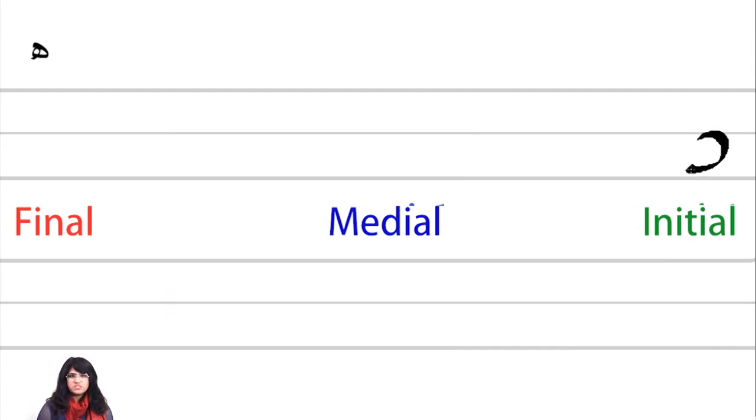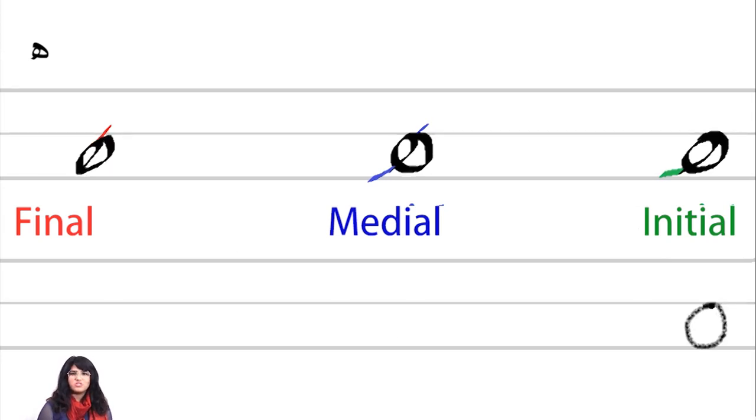Do chashme hai starts off with no connector from the right, and you connect it from the bottom. For the medial position, from the top, make a long slant, and for the final position, slant from the top right, make it into your do chashme.